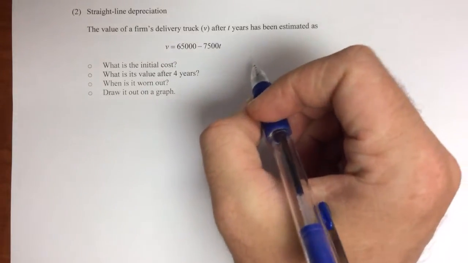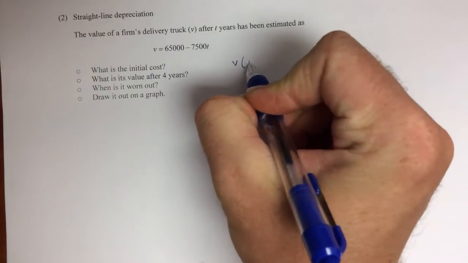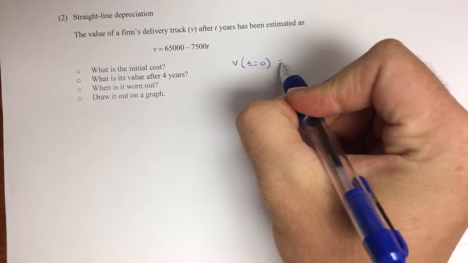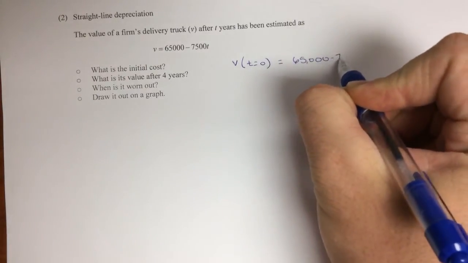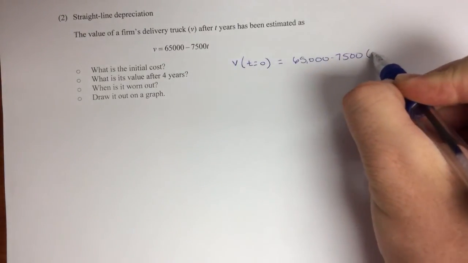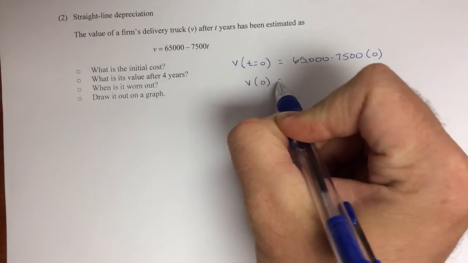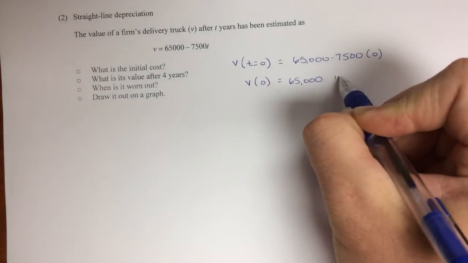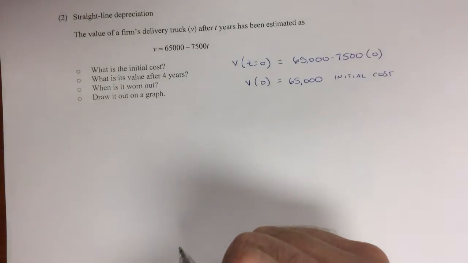For that first question, what is the initial cost? Well, we want to understand what is the value when t is equal to 0. To solve for that, we just take 65,000 minus 7,500 times t. Now because t is 0, everywhere we see a t, we're going to put the number 0. And then that tells us that the value at time 0 is just 65,000, which is the initial value, which we can assume then is the initial cost.